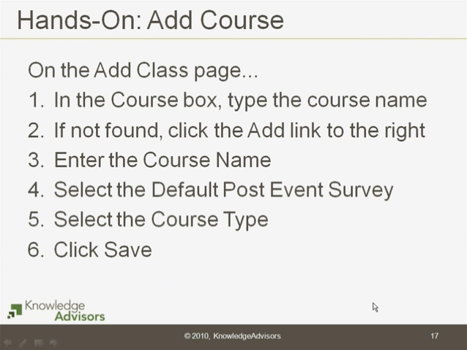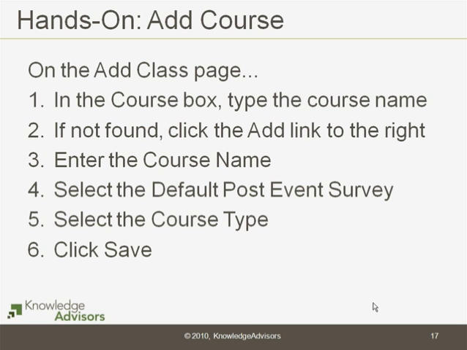To add a course in MTM, on the Class Add page, you want to make sure that the course doesn't already exist in your account by typing the course name in the course box and allowing the filtering capabilities to filter down to courses that meet the search criteria. If it's not found, you want to click the Add link to the right. Enter the course name, select the default post-event survey, select the course type, and click Save.